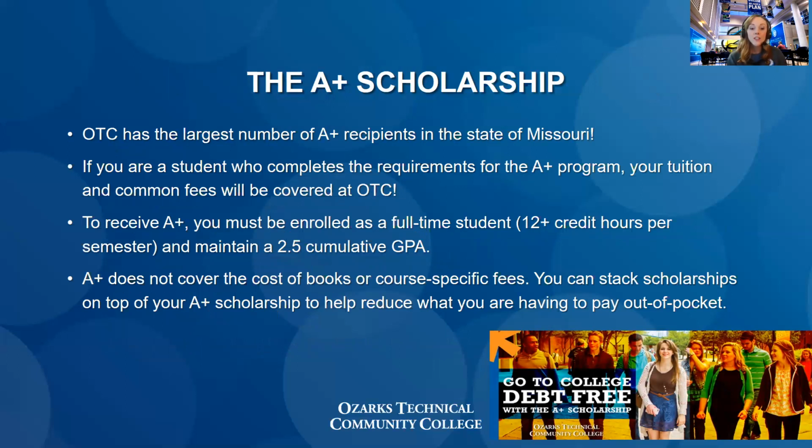So OTC has the largest number of A Plus recipients in the state of Missouri. And if you're a student who completes the requirements for the A Plus program, your tuition and common fees will be covered at OTC. To receive A+, you must be enrolled as a full-time student, which is 12 credit hours or more in the fall and spring semesters, and 6 credit hours in the summer, if you choose to take summer classes. In order to keep your A+, you must maintain a 2.5 cumulative GPA.